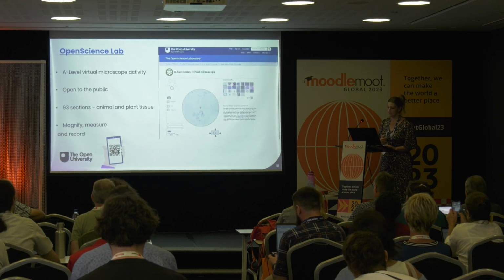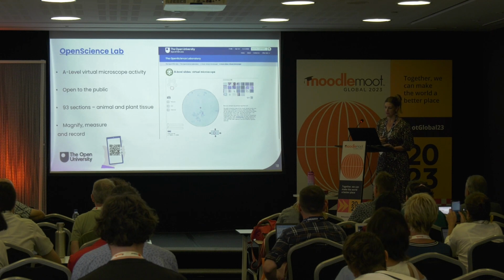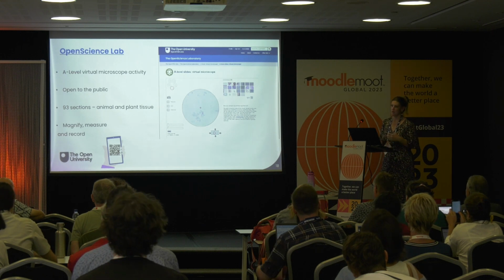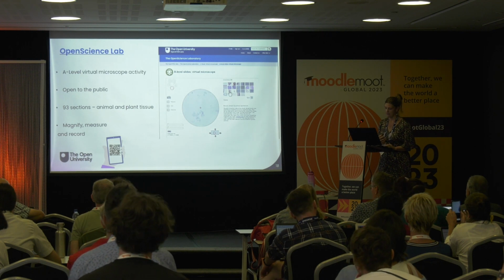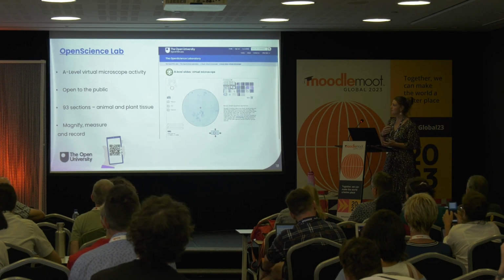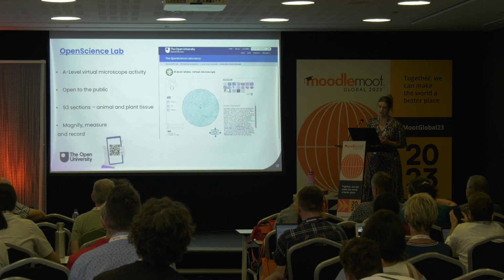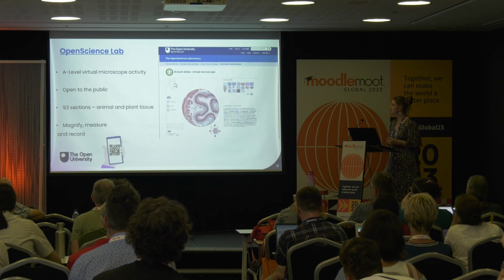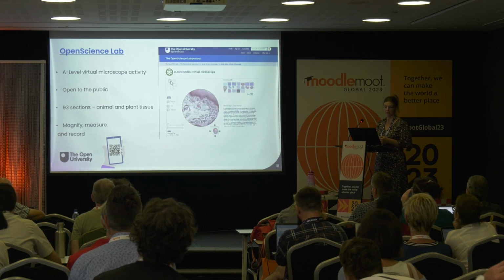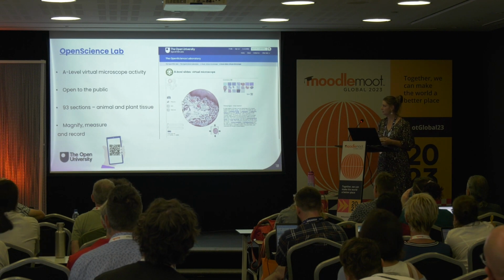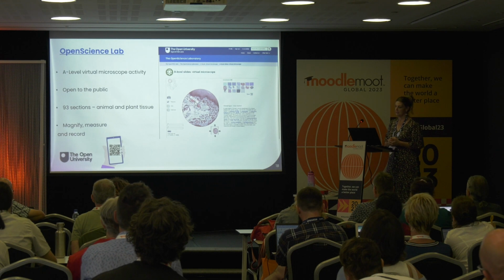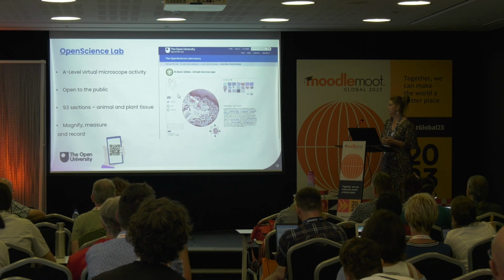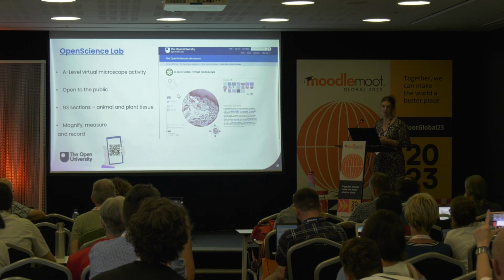So this is an example here of an A-level virtual microscope activity. A-levels are pre-university levels, so hopefully, if the technology works, there's a little video. This is open to the public. They can access this. There are over 93 different sections of animal and plant tissue that students can explore. They can magnify up to 20 times. They can take measurements, and then they can record their data and download the images for their records.